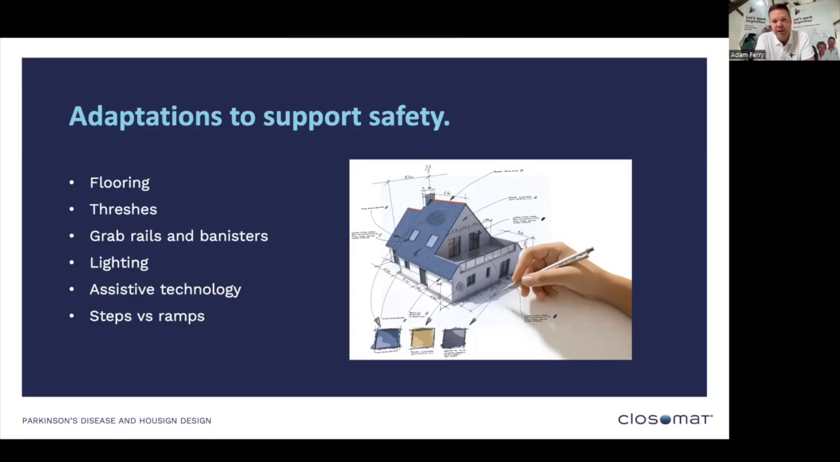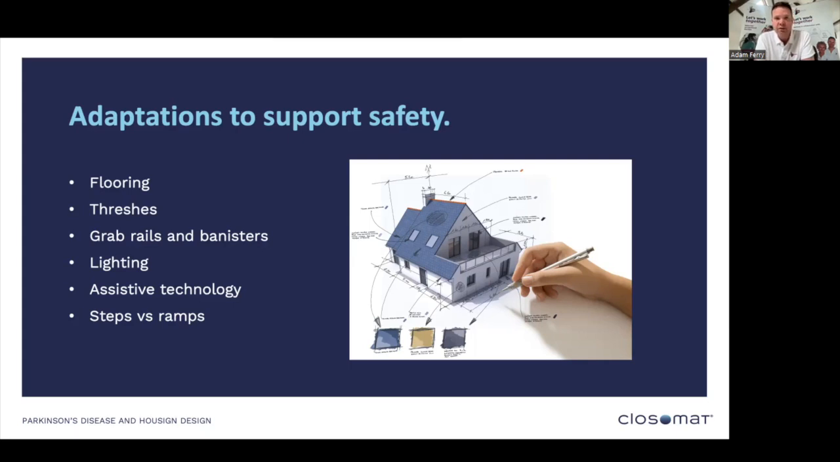So flooring I've put there first, and I put that first for a reason. There's a lot of evidence around the type of flooring used for someone with Parkinson's, and actually somebody with any kind of proprioceptive or vestibular deficit within their activity analysis. If a flooring is too dark, it can be perceived as a hole or an open space. And I see that a lot with some of my stroke patients as well.